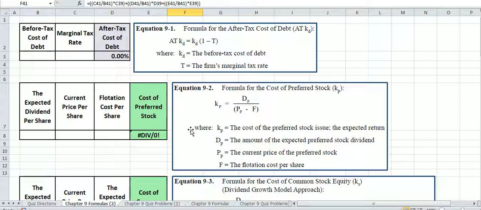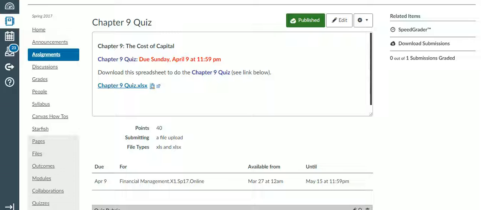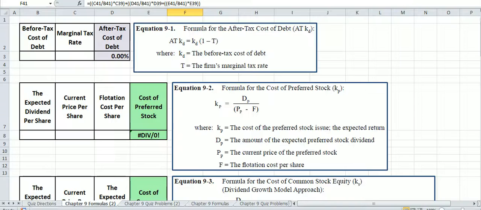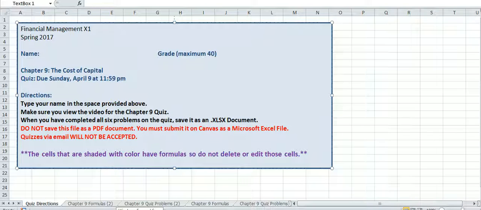And also, you guys know that I changed the due date to April 9th. Now, your file is probably going to say April 2nd right here, but it is due Sunday. So I see one student has done this. This is not that hard. If you've done your homework, if you've done the problems, then you shouldn't have any problem doing this quiz.